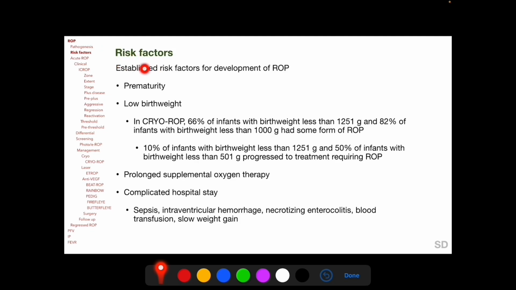The established risk factors for development of ROP include, of course, prematurity, low birth weight, prolonged supplemental oxygen therapy, and complicated hospital stay with development of sepsis, intraventricular hemorrhage, and necrotizing enterocolitis, requirement of blood transfusion, and a slow weight gain, and these are important to remember.